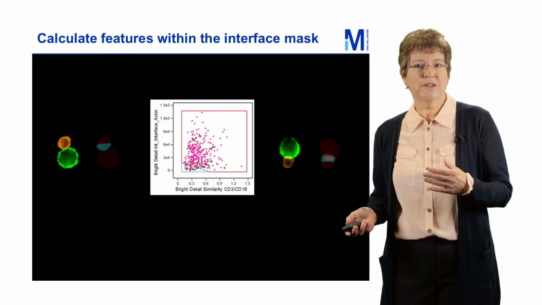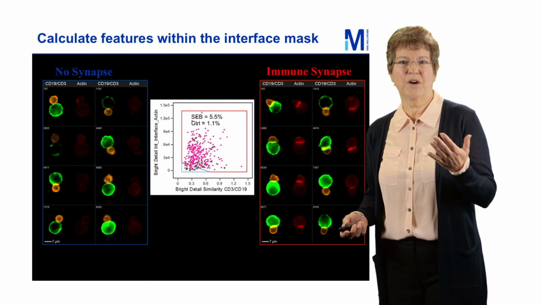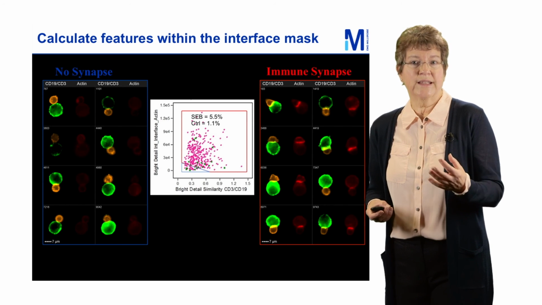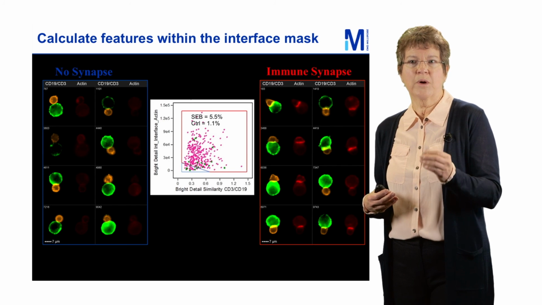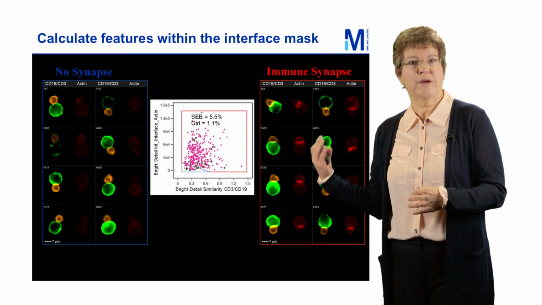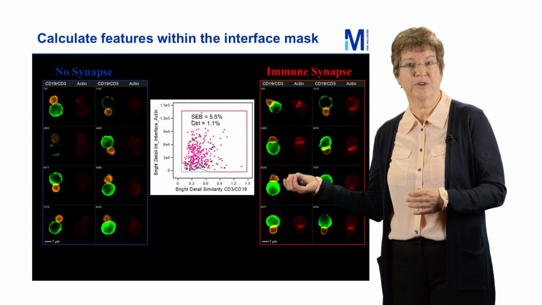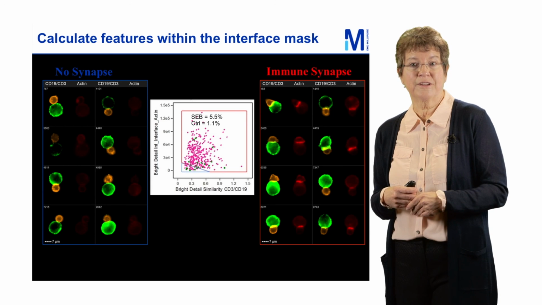When you calculate those features in the mask, you can see that on the left here are the cells that are in contact, but there's not a mature synapse. You can see that the actin has not accumulated there. Whereas the cells on the right, we have a very mature formed synapse. You can see the actin is very concentrated right in that synapse. And we measure that in this graph.